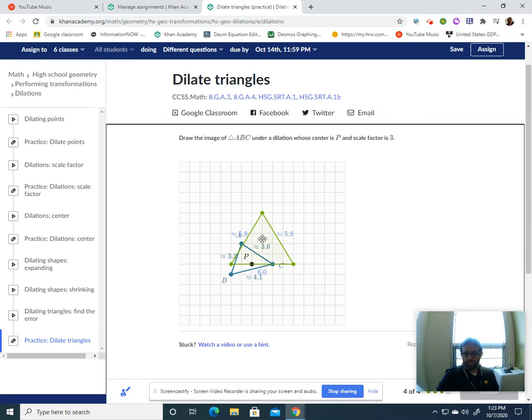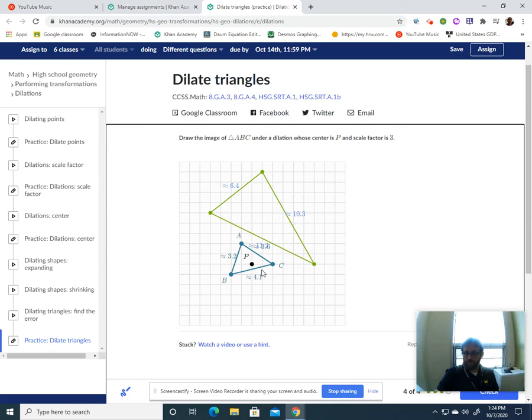Okay, so from P to C, the first thing I'm going to do is move this thing completely out of the way so we can see what's going on here. From P to C, I went 2 units due right. I want it to be a scale factor of 3, so I'm going to go 6 units to the right. So 1, 2, 3, 4, 5, 6. I want to put my point right there. That way it's 6 units that direction.